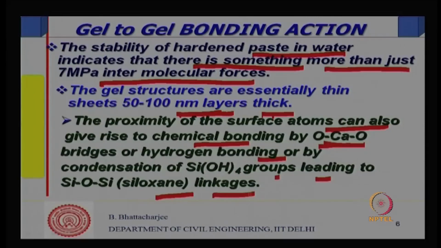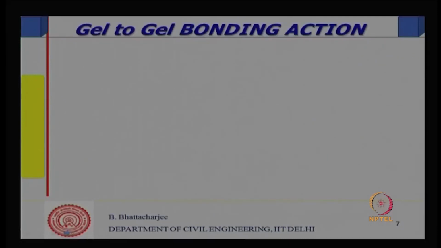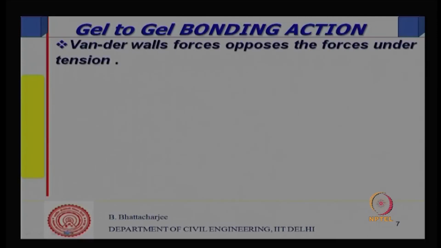So, other kinds of chemical bonding are also thought to be responsible for the bond between gel to gel, in addition to the van der Waals bond, because it is stable in water. So, gel to gel bond is of the van der Waals kind, or some sort of chemical bonding may also be present, and that is what results in the strength of gel. Well, if tension is applied, these forces will oppose the tensile force. So, separation will be opposed by these forces which are bonding the gels.